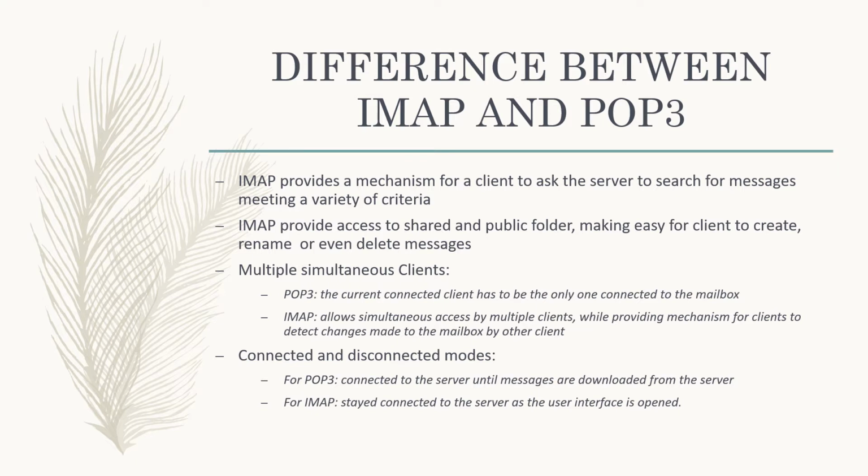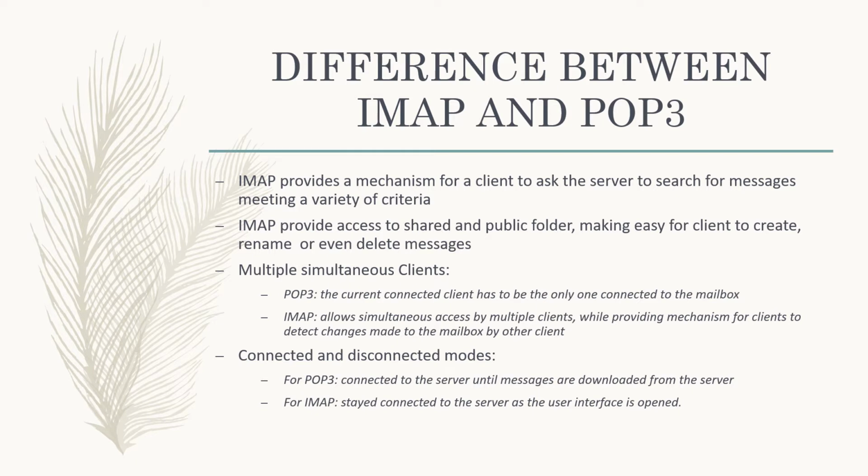Then another thing is multiple simultaneous clients. For POP3, the currently connected client has to be the only one connected to the mailbox. So it's only one client to one mailbox. But for IMAP, multiple clients can actually access the mailbox at the same time. They can make changes at the same time. So as one client is working on the messages, another client can be working on them at the same point in time.